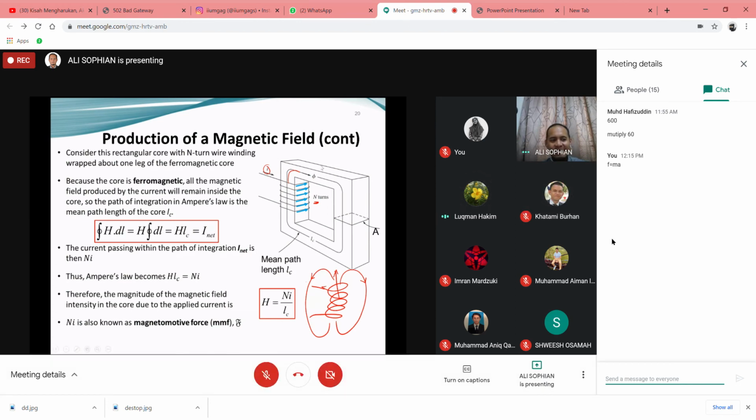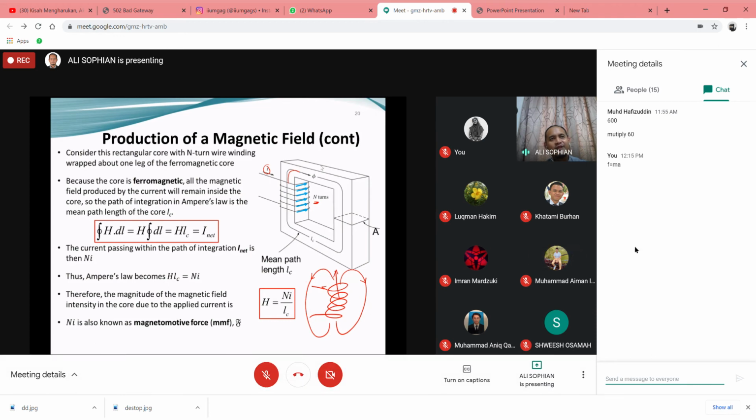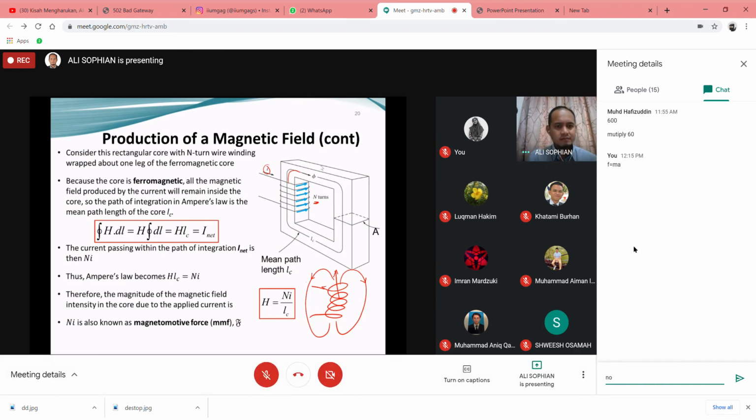Yes. Why is that? Why does the current stop flowing? Or if you replace the wire with, let's say, a piece of plastic, and with the piece of plastic you connect the positive and negative terminal of the battery, will you get electrical current? No.